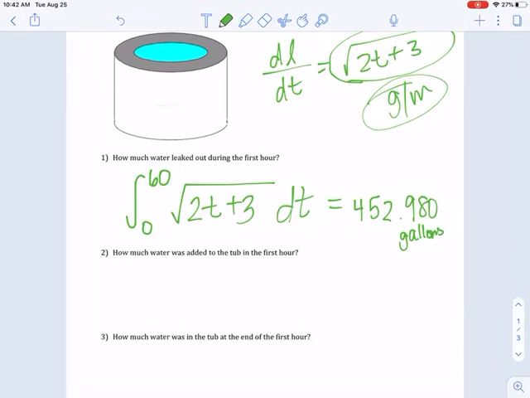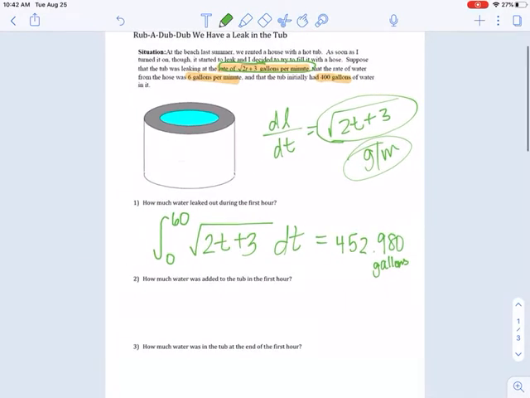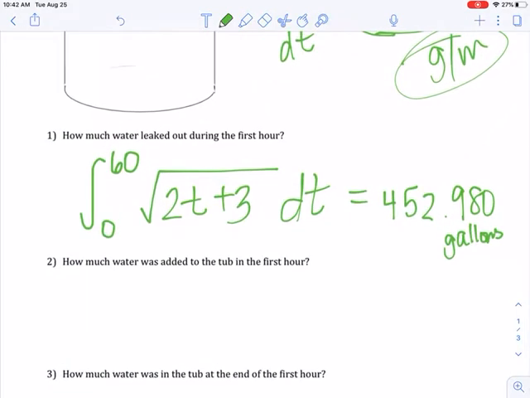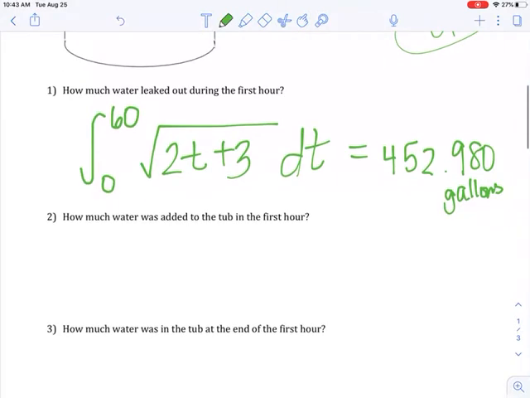Okay. Now, how much water was added into the tub in the first hour? Well, what was happening? How fast was the water being added? And we're talking about the first hour. So write down how you think we should find it.